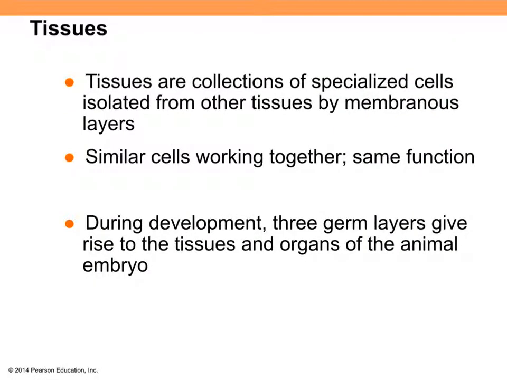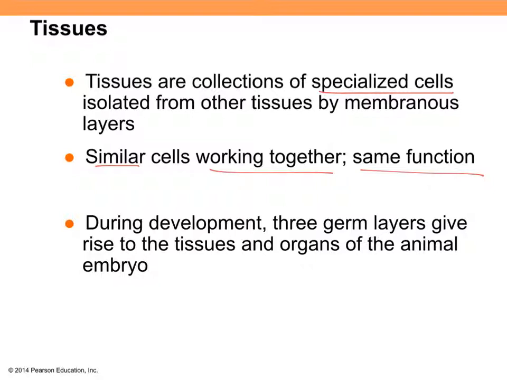The next way we categorize animals is based on their tissue. So some animals do not have tissues at all. Other animals have specific types of tissues. So a tissue is just a collection of specialized cells, and these cells are similar and they're working together towards a similar function. If you think about a tissue, it would be something like your muscle. It's a bunch of the same types of cells working together to contract and cause motion.